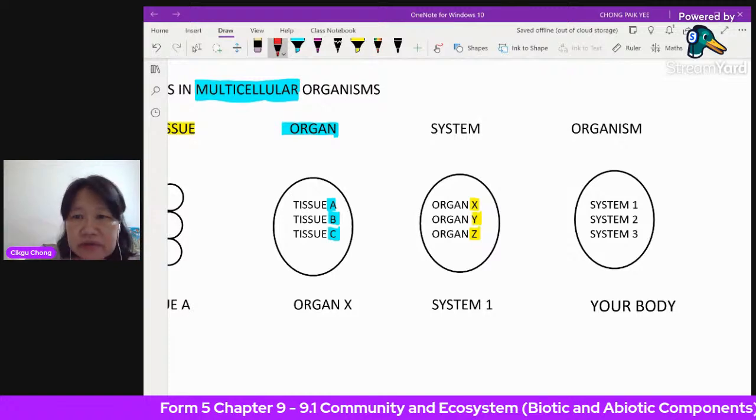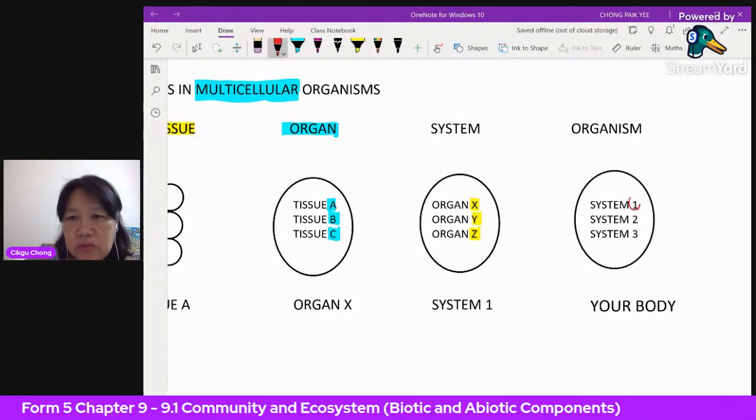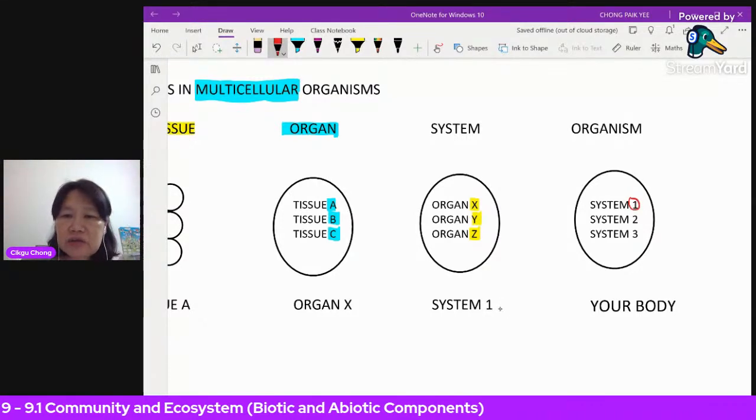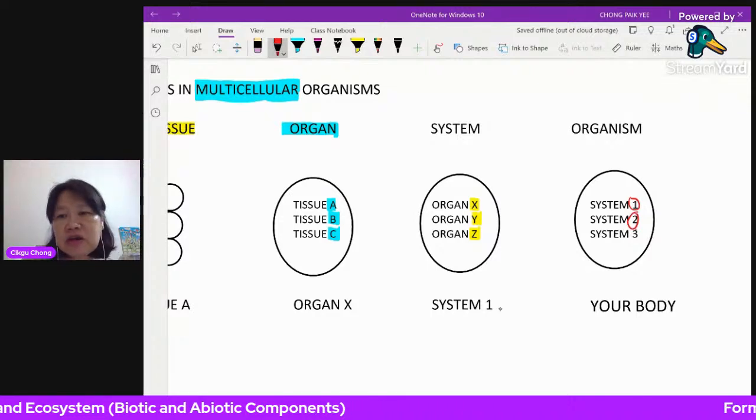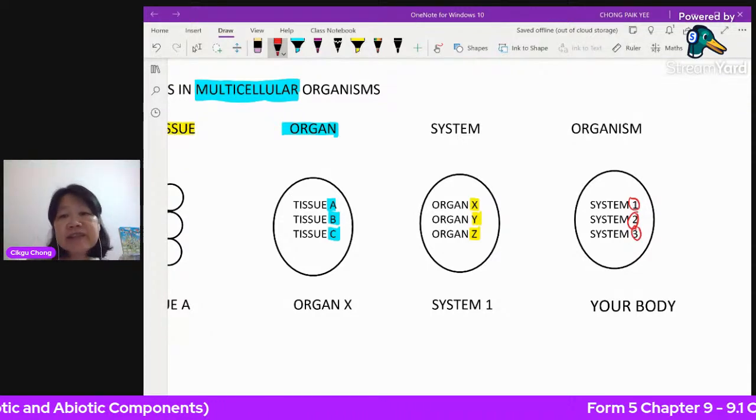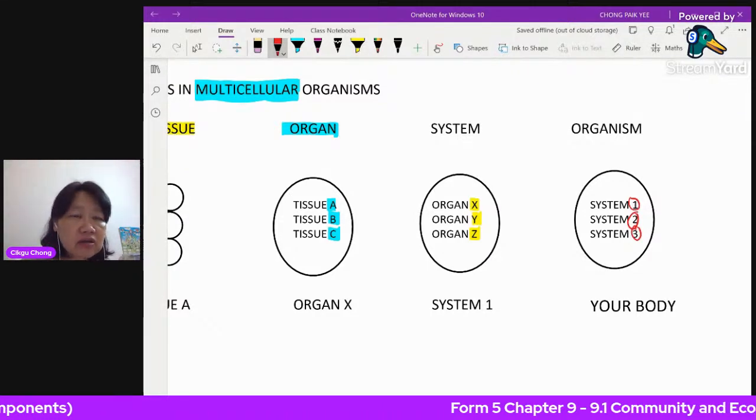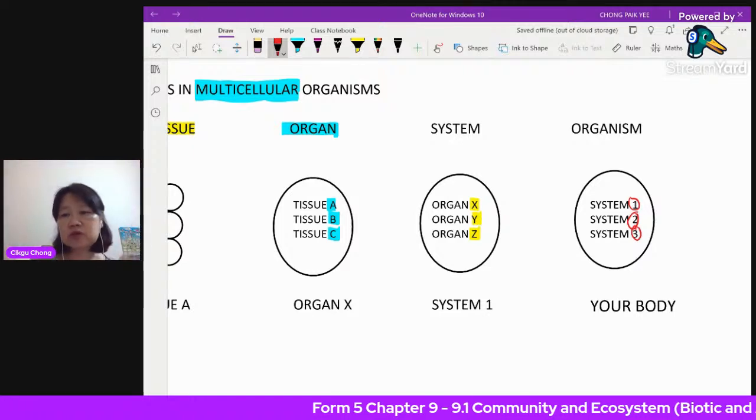So I want to put a different color. So you have system one, your digestive system. Then you have your respiratory system. You have your blood circulatory system. You have your endocrine system. About 10 or 11 systems in your body. Then it forms your body.